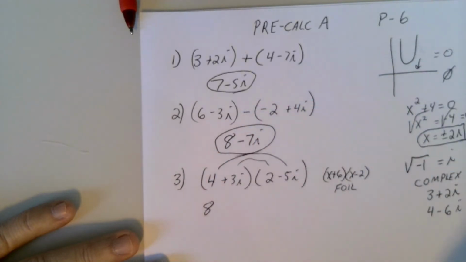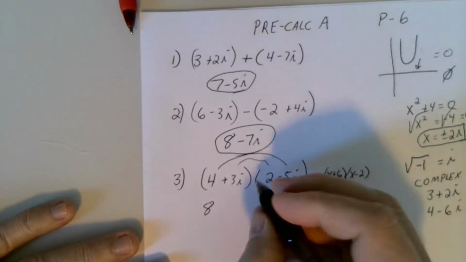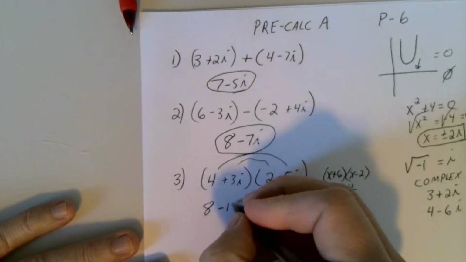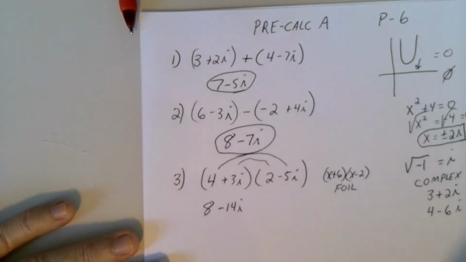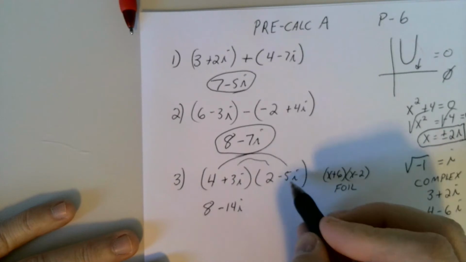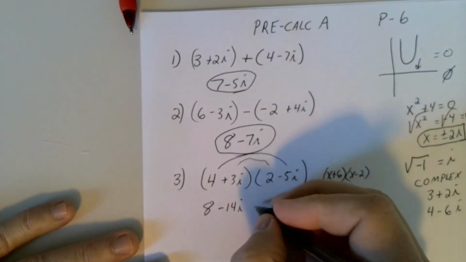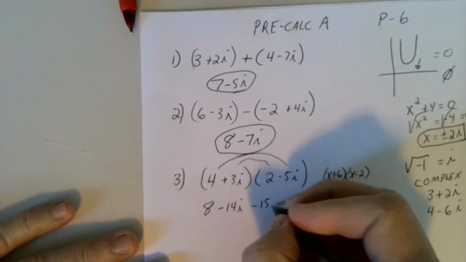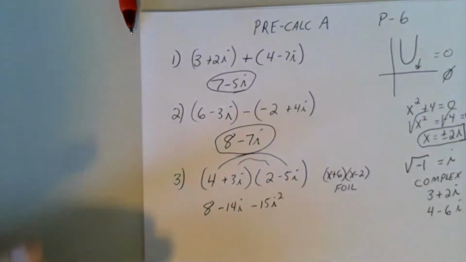Outside, the imaginary part is negative 20i. So negative 20i plus 6i is negative 14i. And then here we go. 3i times negative 5i would be negative 15i squared.